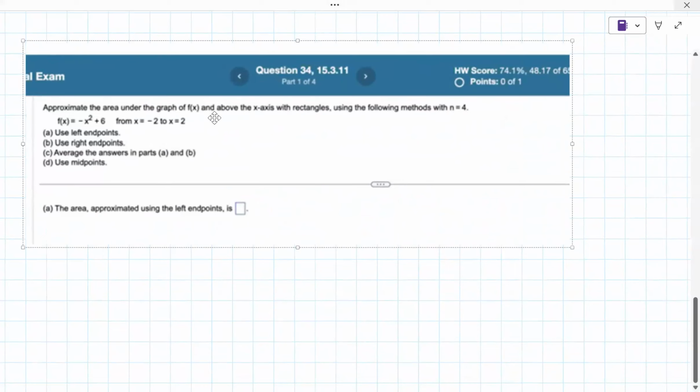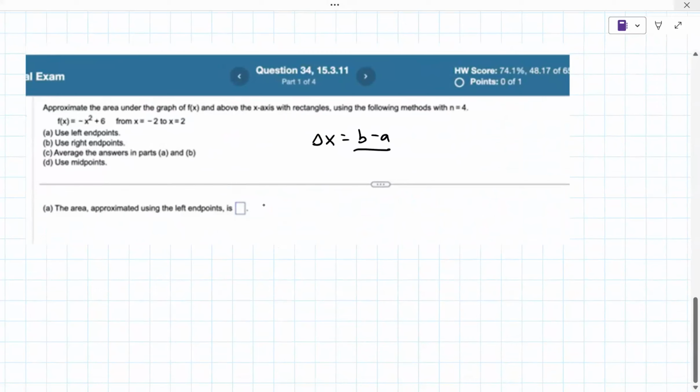So this problem here, do you want the answers or do you want explanation? Both, a little bit of both. Okay. So delta x is b minus a over n, which is 2 minus minus 2 over 4. That's a, that's b, that's n. So that becomes 4 over 4, which is 1.